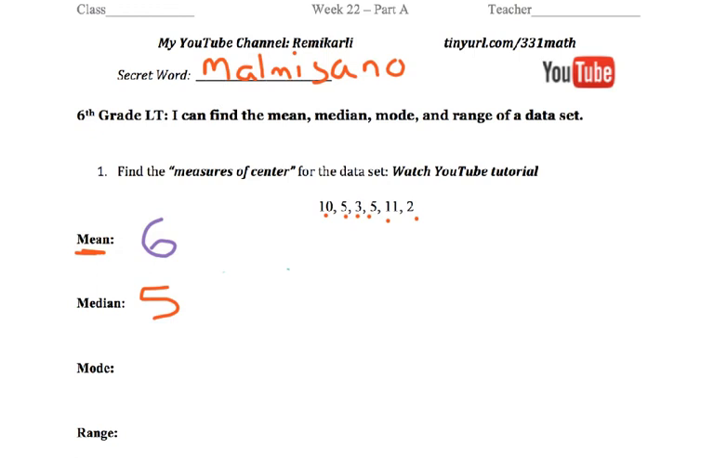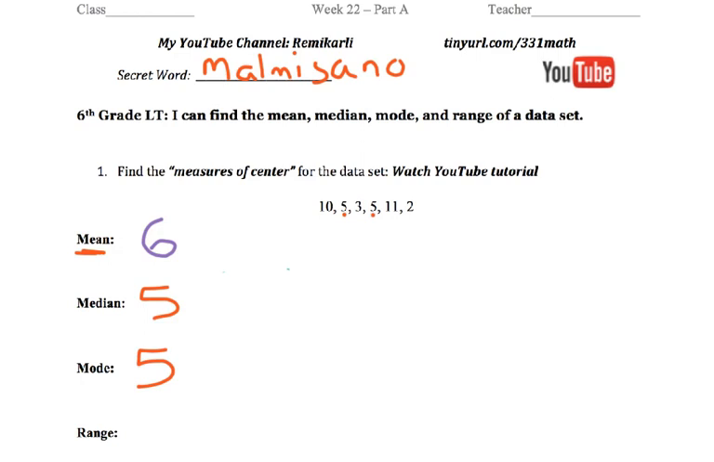Alright, and then the mode is whatever number shows up the most. It's kind of easy to remember. Mode is most. So if I look here, the only number that repeats is 5. So that would mean that the mode, just like the median, is 5.